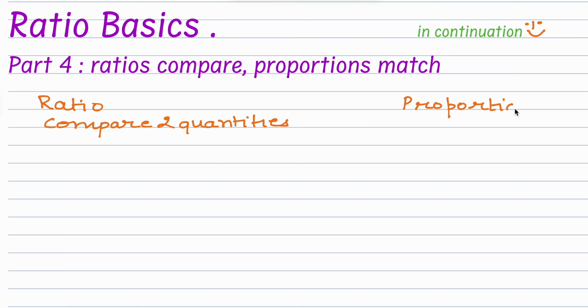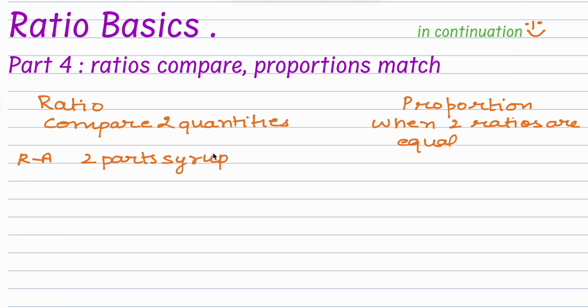Proportion is when two ratios are equal, right? Now let's say we have a recipe A. It's a recipe of mixing juice. You are taking 2 parts syrup and 3 parts water. This is recipe A. Now recipe B is you are taking 4 parts syrup and 6 parts water.